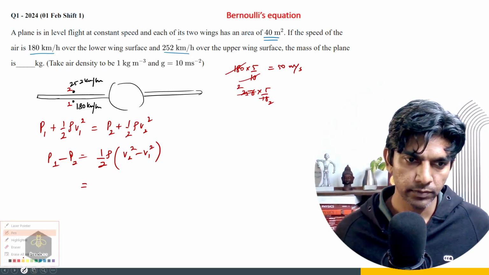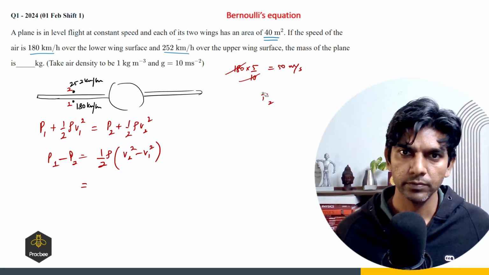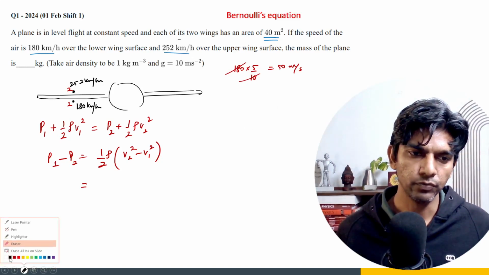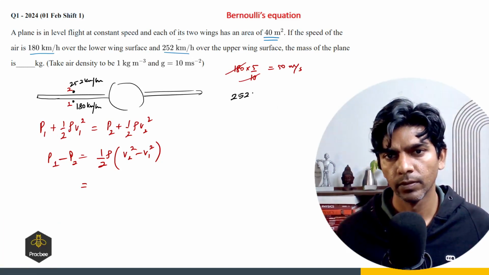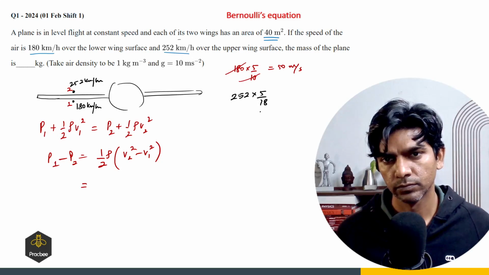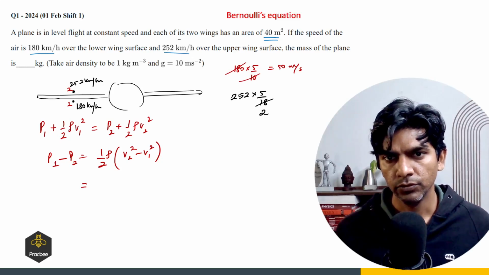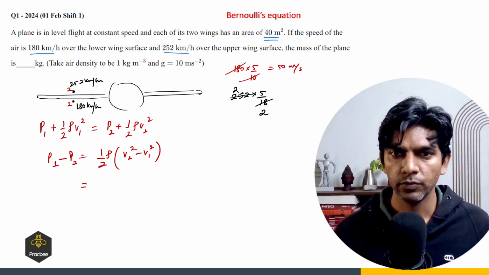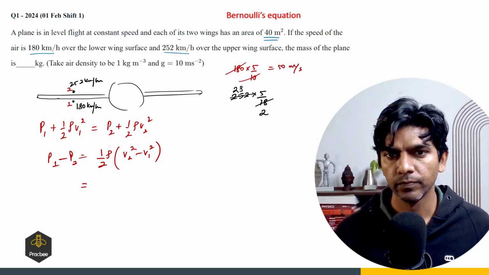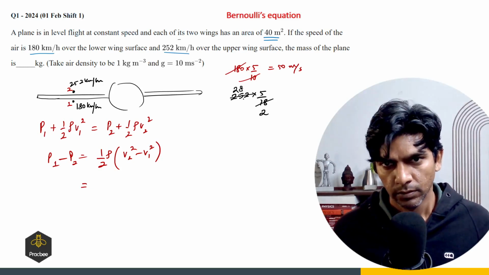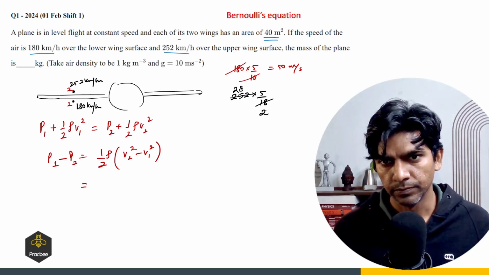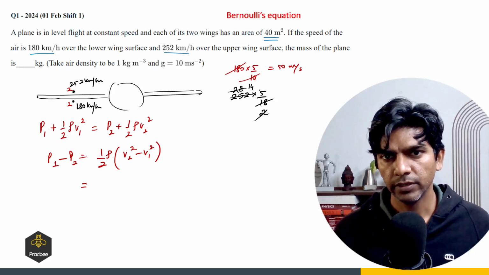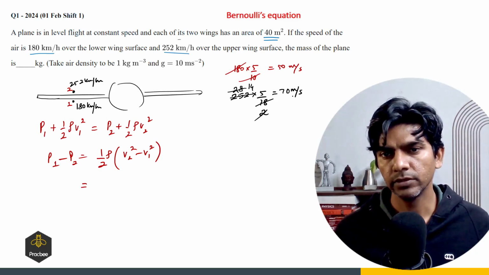Okay, sorry, let me correct this. 252 is given, right? Not 256. Two, and this will be 28, right? And this will be 14, so this comes out to be 70 meters per second.